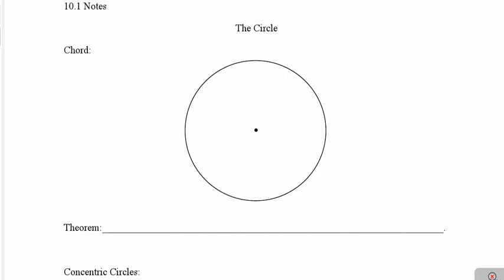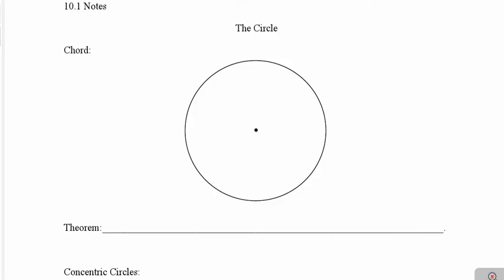In this video, you will learn about some of the basic concepts of the circle. You'll learn some new vocabulary words, and you'll learn about some different relationships and theorems involving circles. So to begin, the first thing we want to talk about is a chord.